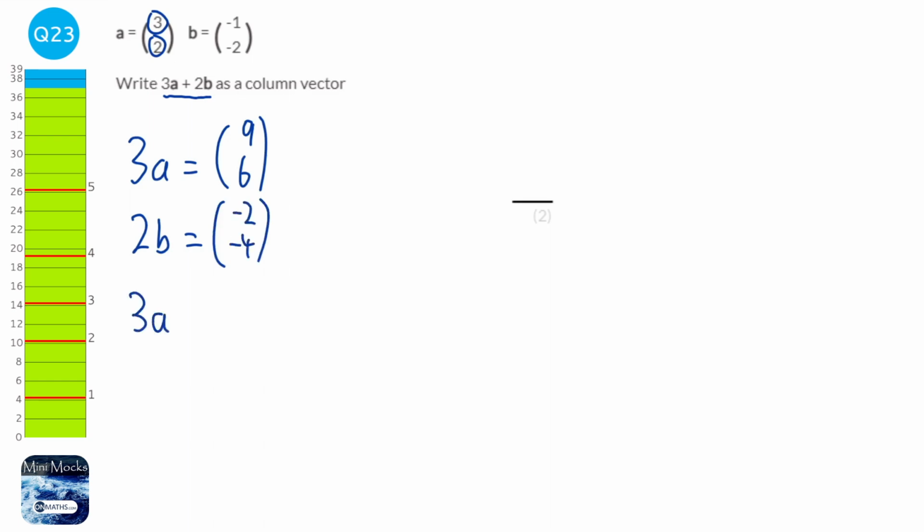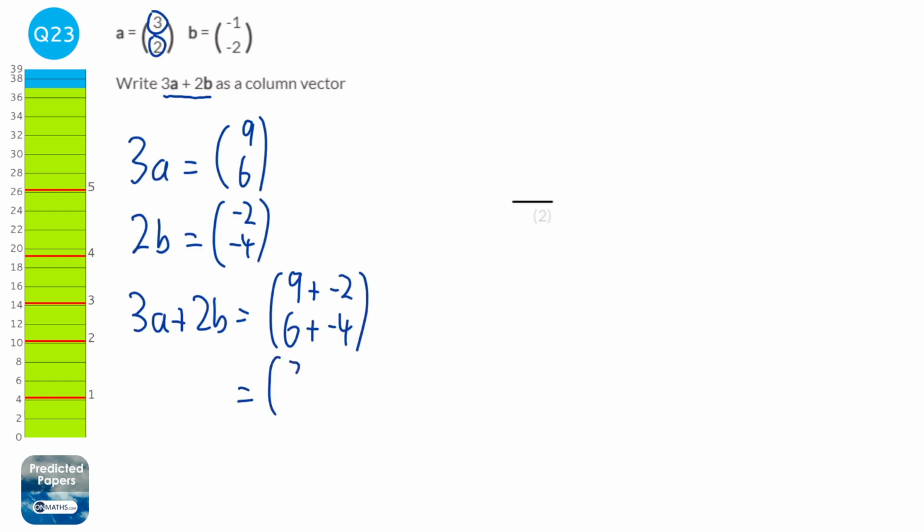And so to find 3a plus 2b, we're just going to add the tops together. So 9 plus minus 2. And add the bottoms together. So 6 plus minus 4. 9 plus minus 2 is 9 take away 2, which is 7. And 6 plus minus 4 is going to be 2. So the vector is going to be 7 and 2.